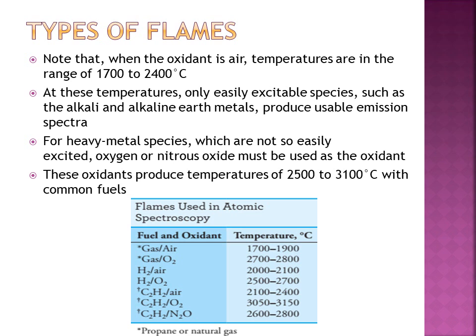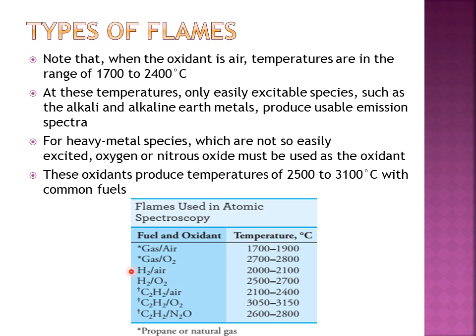Now we will discuss the types of flames. A flame can be generated by the use of fuel and oxidant, and here are different compositions of fuel and oxidant. The oxidants shown here are only three: air, oxygen, and nitrous oxide. So let's see where the oxidant is air. The composition is gas here, meaning the fuel is gas, and the gas used may be propane or natural gas. When the composition is gas-air, the temperature of the flame is 1700 to 1900.